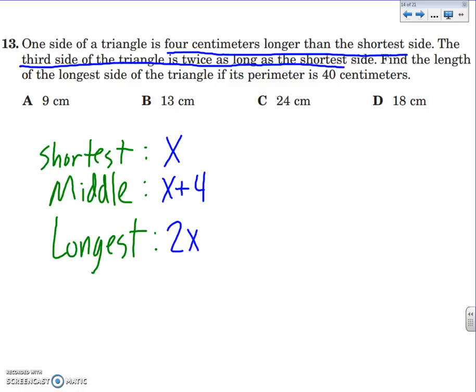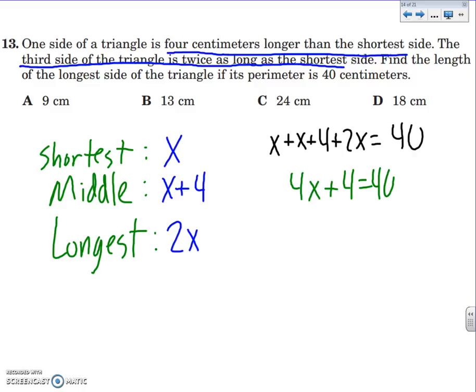They gave us the perimeter is 40. Well, perimeter, just add all the sides up. So I'm going to do first side plus the second side plus the third side equals 40. Combine like terms, so 2x, that's 4x. Subtract. And divide.